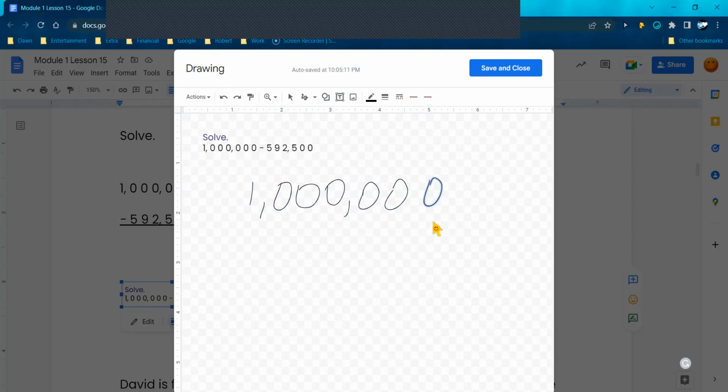592,500. So again, I always start in the ones column, and my 0 on the ones needs a 0 under it. My 0 on the tens gets a 0 under it. My 0 on the hundreds gets a 5. My 0 in the thousands gets a 2. My 0 in the 10,000s gets a 9. And then my 0 in the 100,000s gets a 5. And now I'm going to put my subtraction sign and my equal sign.